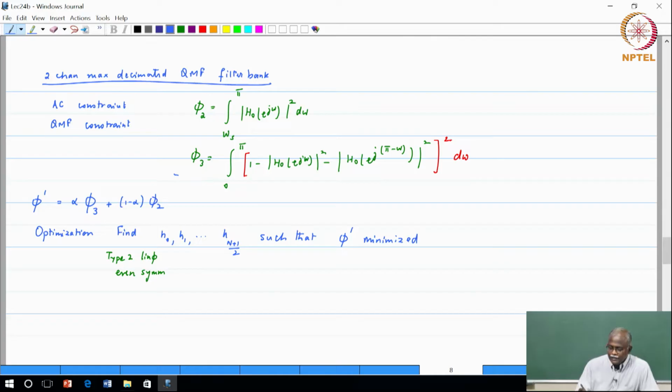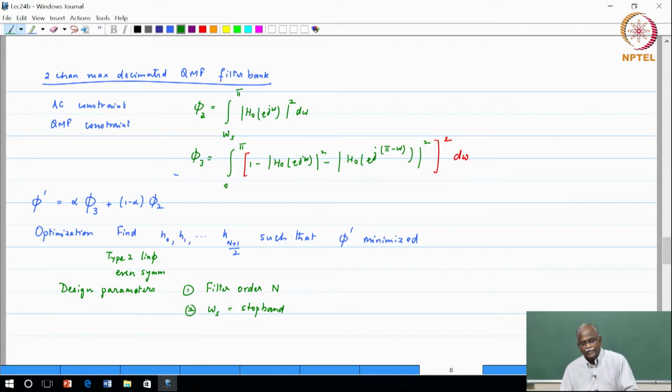Okay. So, what are the design parameters? What can you vary, or what do you have to specify? The design parameters are only two. Number one, it is the filter order n, that tells you how many coefficients are going to be optimized. The second design parameter that we have to specify is omega s, which is the stop band edge, because in your objective function that is the only one that is not yet specified; all the others get specified. Stop band edge. Okay.